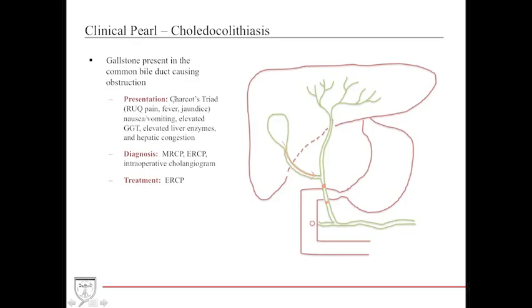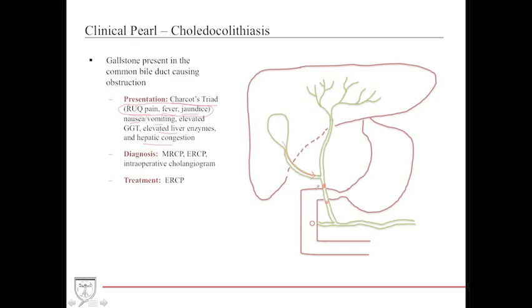This presents with what we call Charcot's triad, which is right upper quadrant pain, fever, and jaundice. And then other probably nondescript things like nausea, vomiting, maybe some elevated liver enzymes, and probably some hepatic congestion. But most likely you're going to be tested on it, and you probably will see it: Charcot's triad, right upper quadrant pain, fever, and jaundice.